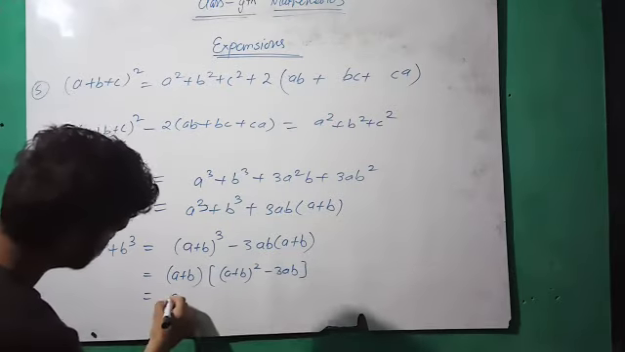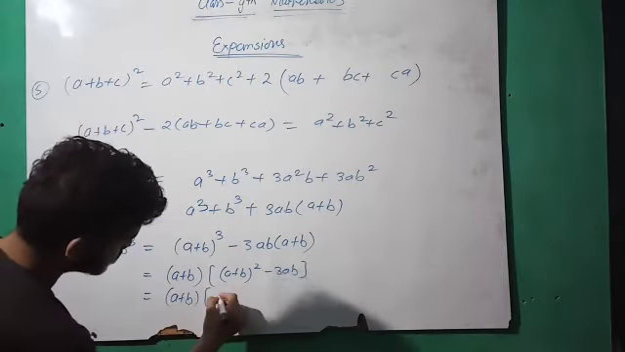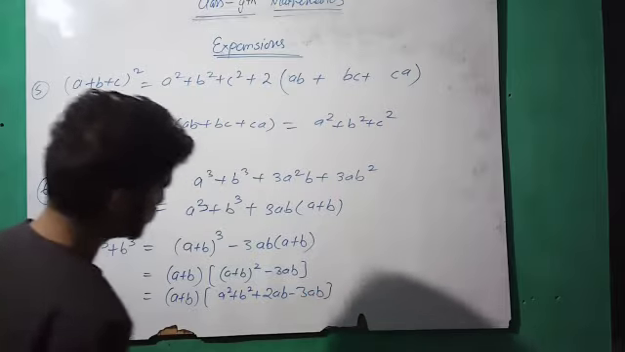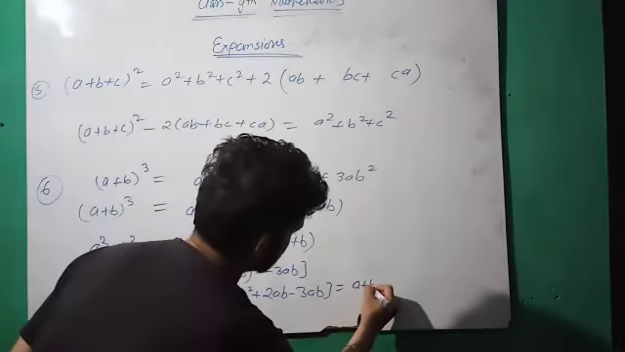A plus b whole square is a square plus b square plus 2ab minus 3ab. Okay, 2ab minus 3ab, that is (a plus b)(a square plus b square minus ab). So you have to remember this formula also, a cube plus b cube. You have to remember three formulas.